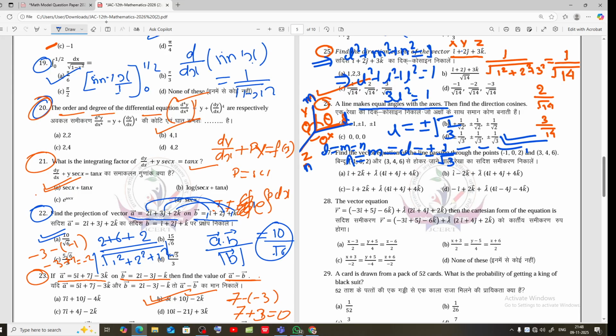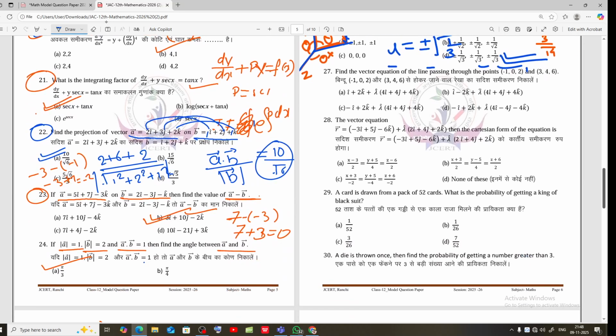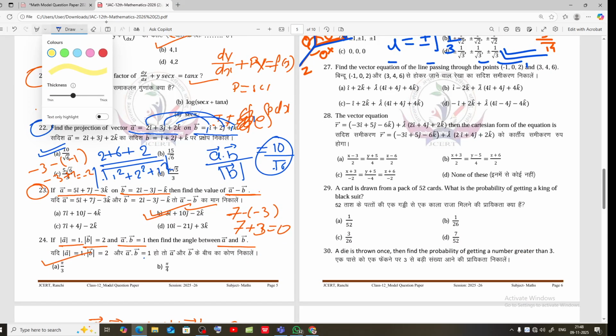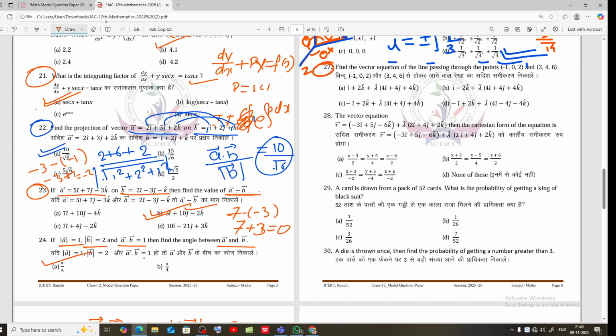Now question number 27, the last third question. Question number 27 is: find the vector equation of the line passing through the points (-1, 0, 2) and (3, 4, 6). Find the vector equation of the line passing through these points.